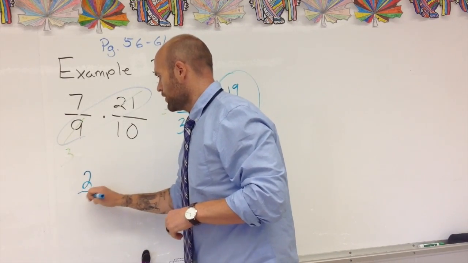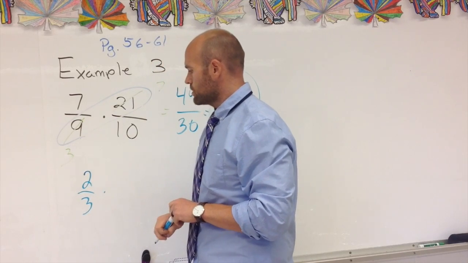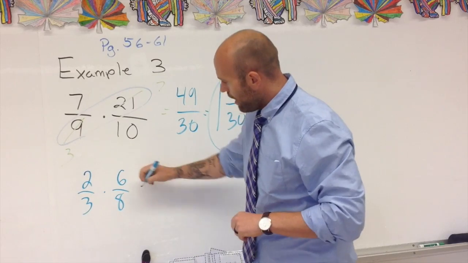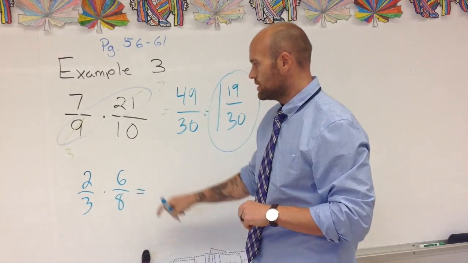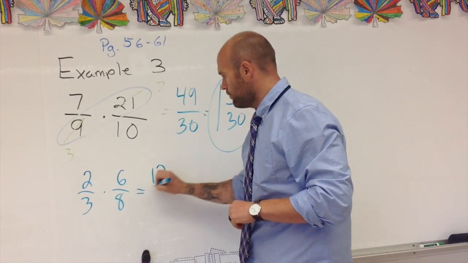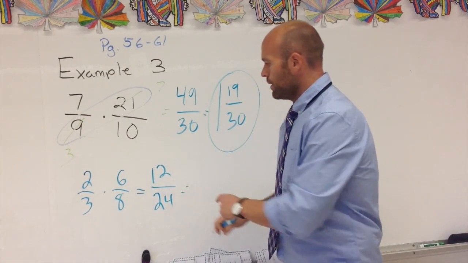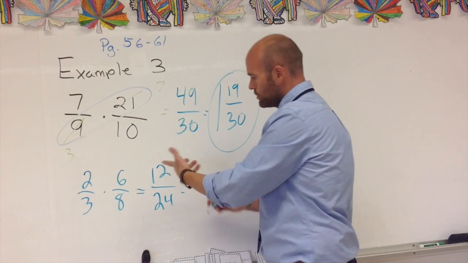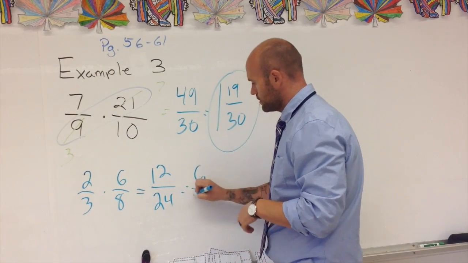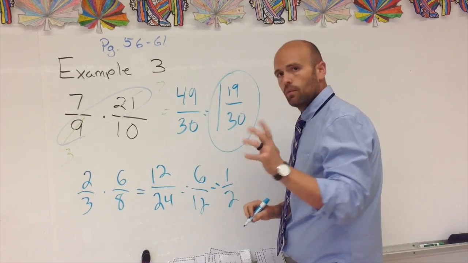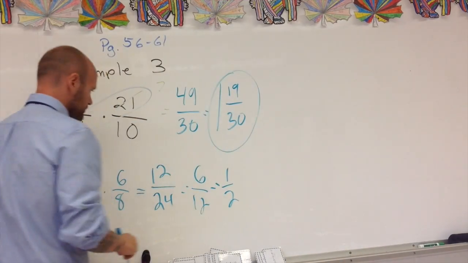Let's say we had 2/3 times 6/8. Now, I could do 2 times 6, which would be 12, and 3 times 8, which would be 24. But then I have to reduce this. 2 goes into each of those, 6/12, which would again reduce to 1/2. But watch how we use our trick here.